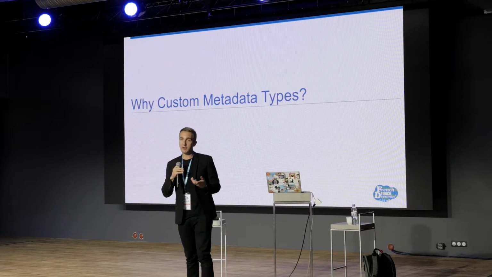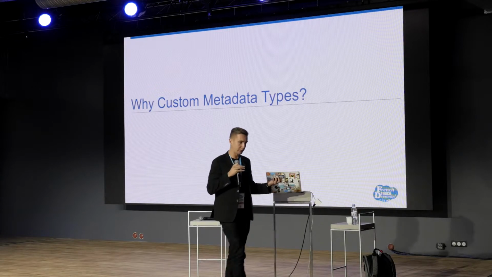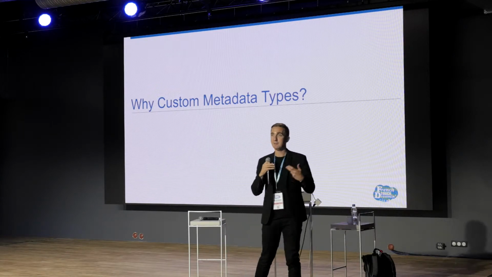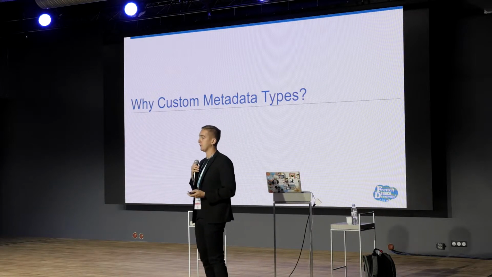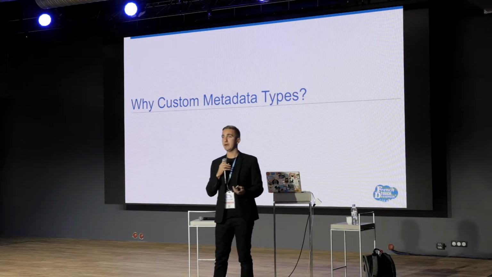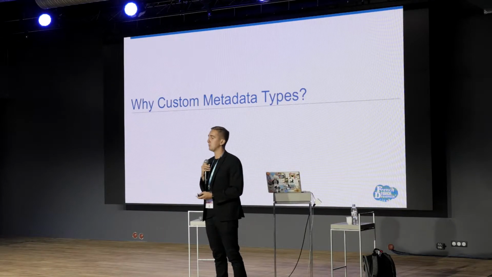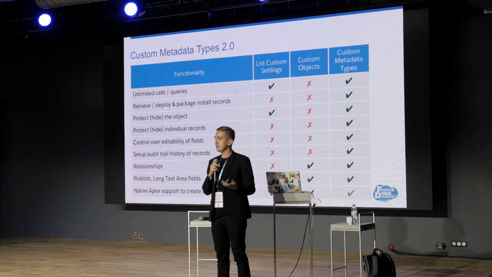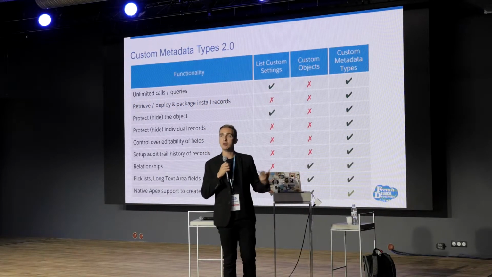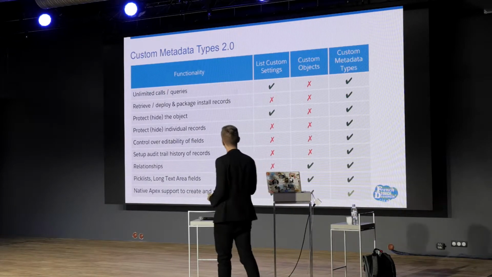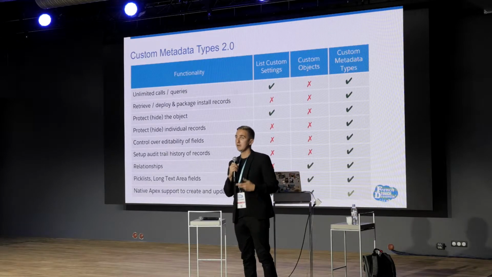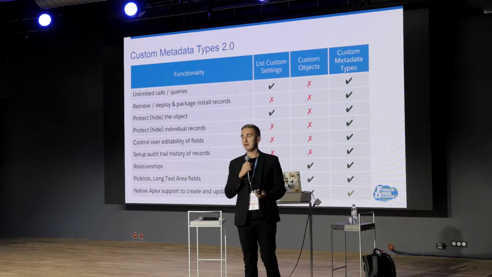So, if you haven't been sold on the idea of using custom metadata types yet, I'm just getting started. So why custom metadata types? Besides deployment benefits, what other features does that type of object provide? This is one of my favorite slides. I call it Custom Metadata Types 2.0. Here I have a side-by-side comparison between list custom settings, custom objects, and custom metadata types.